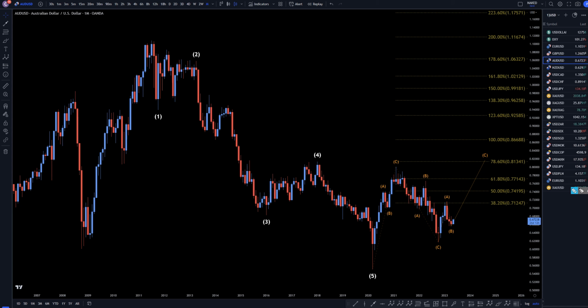Today is Friday, May 5th, and I'm going to be analyzing the Aussie US dollar starting on the monthly, working my way down to the 1 hour time frame.